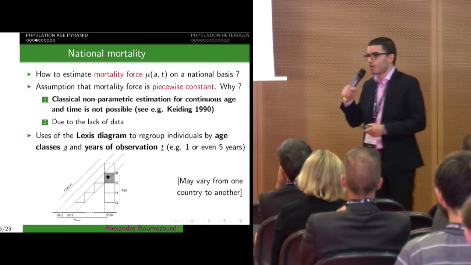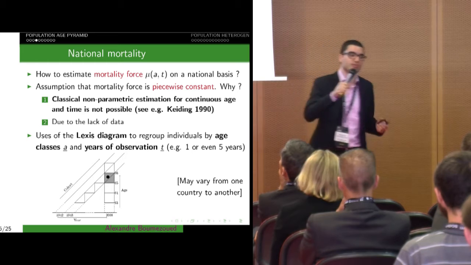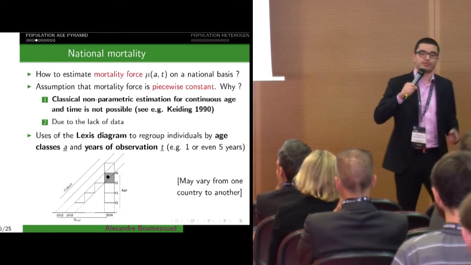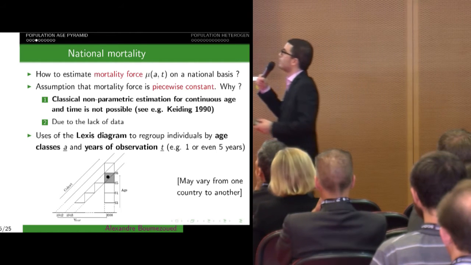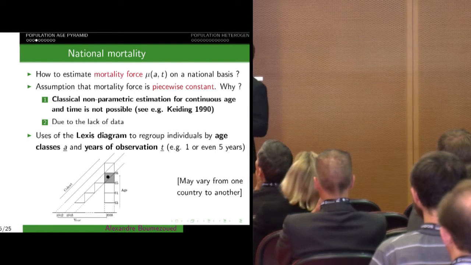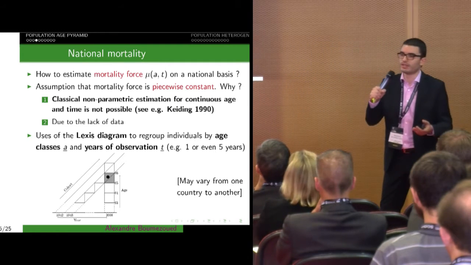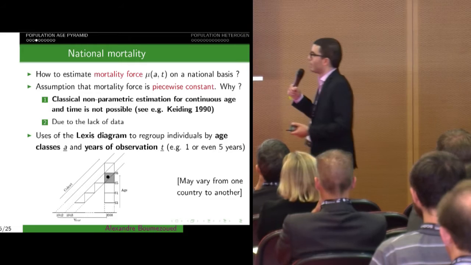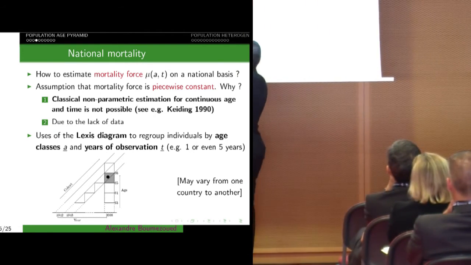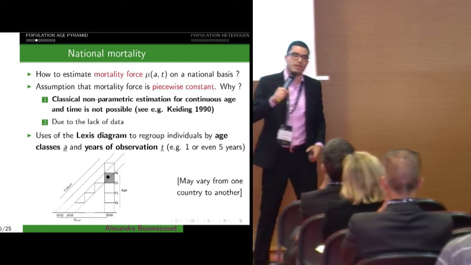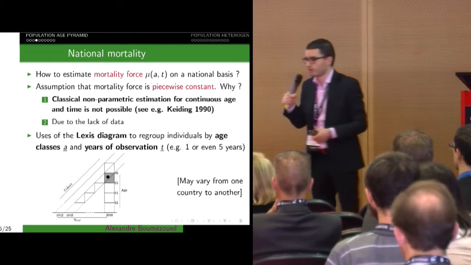But we have a big problem, because there is a strong statistical argument saying that it is impossible to find a non-parametric method to estimate the force of mortality with continuous age and continuous time. And so we are forced to assume that this force of mortality is piecewise constant. You know that in the Lexis diagram, here you have the years, here you have age, and then you have small triangles. And on these small triangles, you assume that the force of mortality is constant.